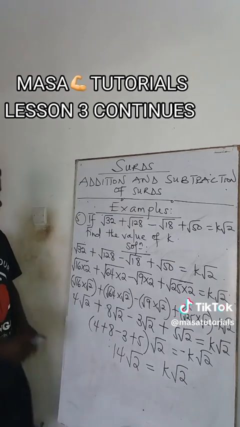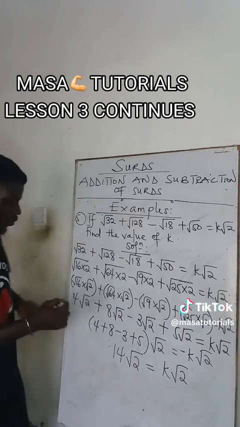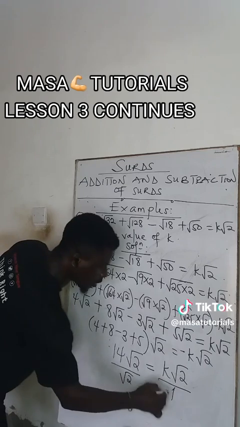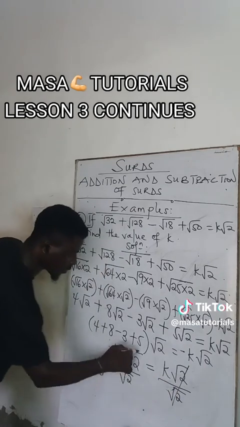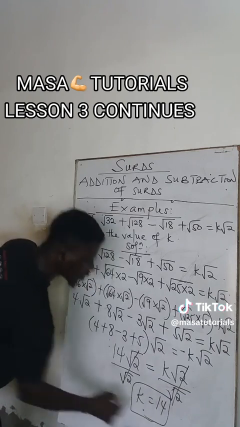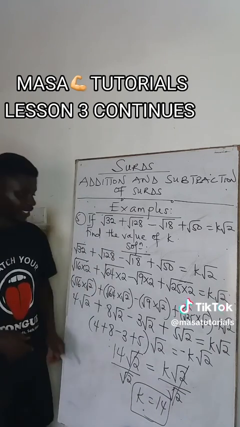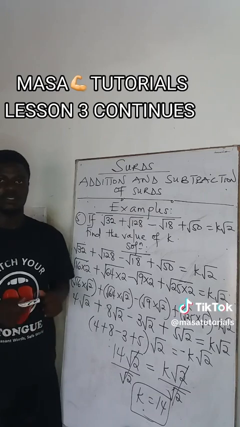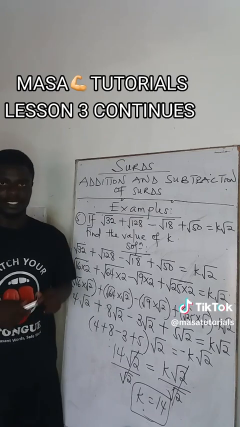2. We can divide both sides by what? Square root of 2. So we have here square root of 2, we also have here square root of 2. This one cancels, this one cancels. Now, what will be the value of k? The value of k is just 14. Now, let's see our sixth example.